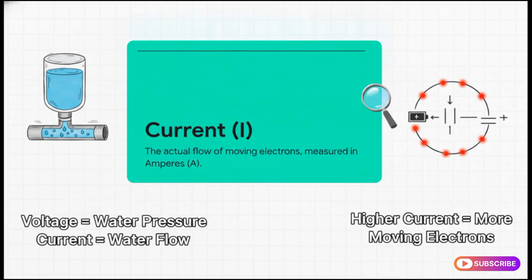And that brings us to current, represented by the letter I. Current is the actual movement. If voltage is the pressure of the water sitting in our tank, current is the actual water flowing inside the pipe. The literal amount of water flowing past a certain point every single second, that is exactly like electric current. More moving electrons every second simply means you've got a higher current. And we measure this flow in amperes, or just amps.